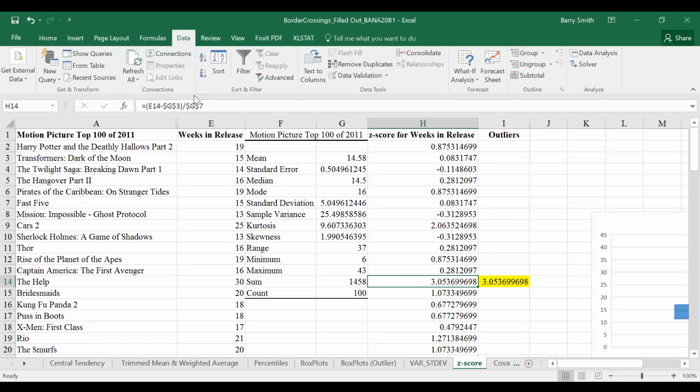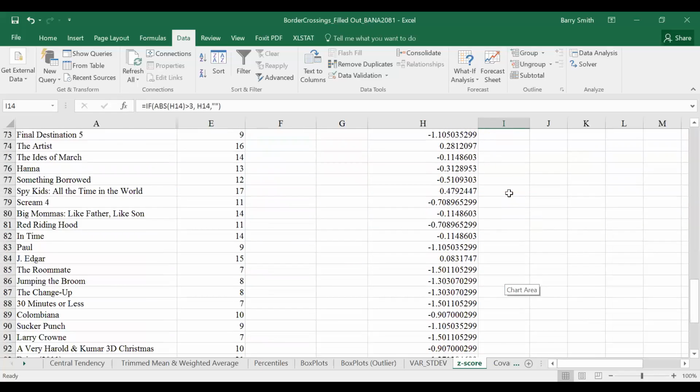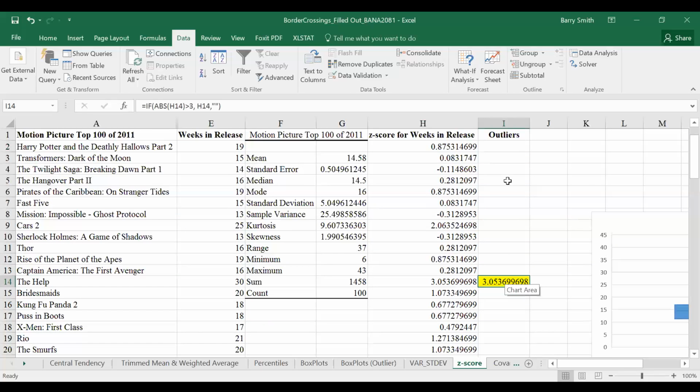So it's just simplifying our equation by taking the absolute value of it and doing it that way, instead of saying, okay, if it's going to be less than negative 3 or greater than positive 3, do this. So it's shortening our equation. And so that's going to be one outlier. And then we go down here, that's our other outlier. And all the rest of them are blank because those are not outliers.